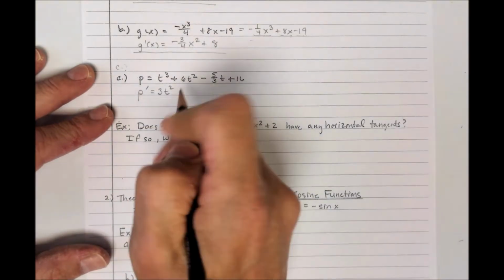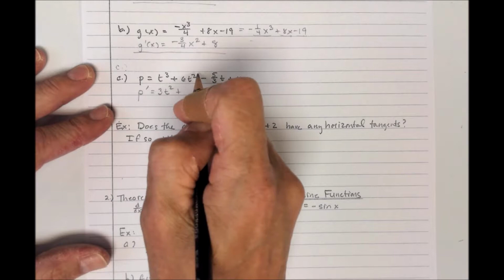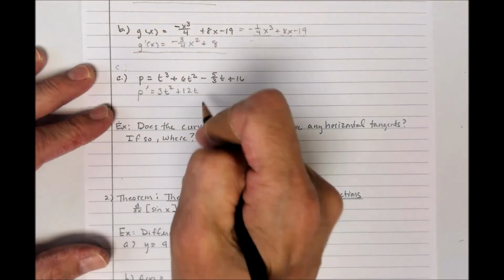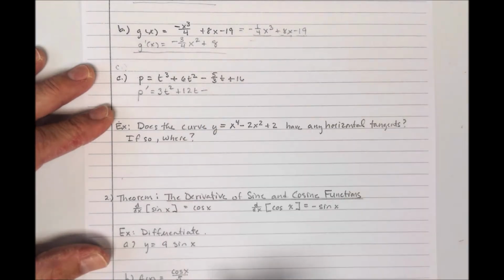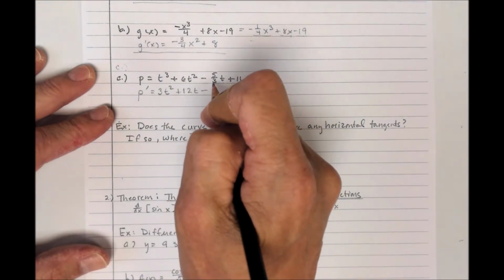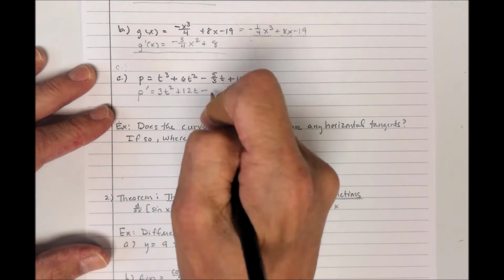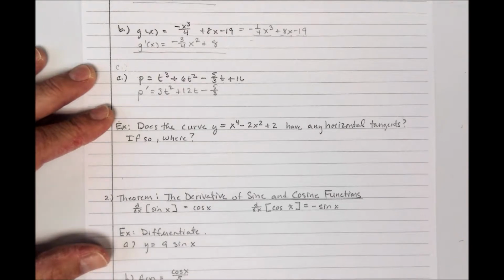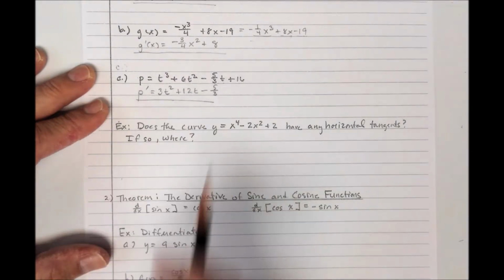The derivative plus here of 6t squared, you bring the 2 out in front, that's 12t to the first, or just 12t. Minus, the derivative of 5/3 t, well, the derivative of t is just 1, so the derivative of 5/3 t would be just 5/3. And of course, plus 16 is a constant. The derivative of positive 16 is 0. And there's my answer. Okay?